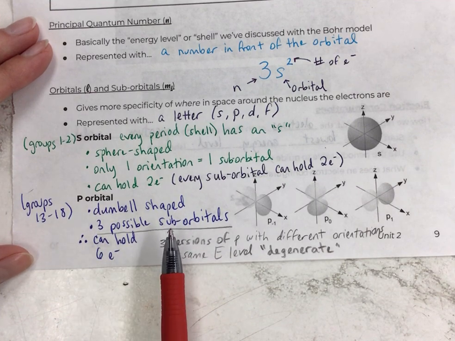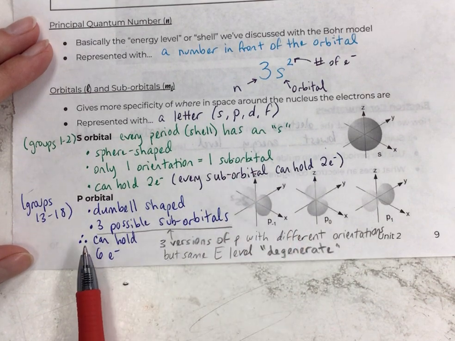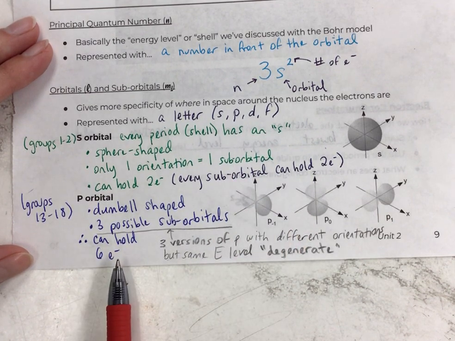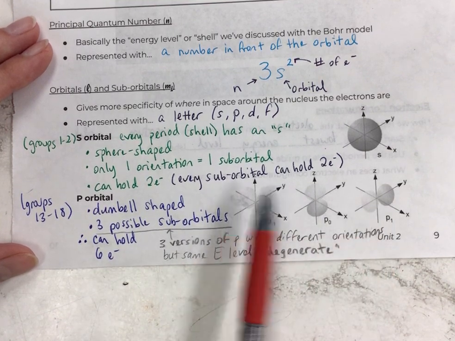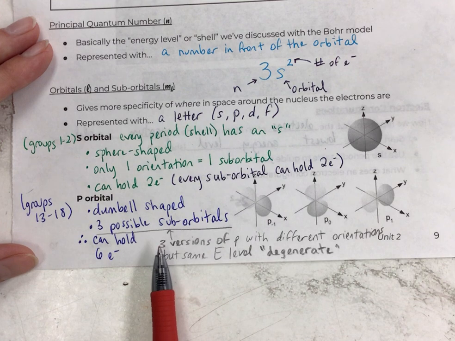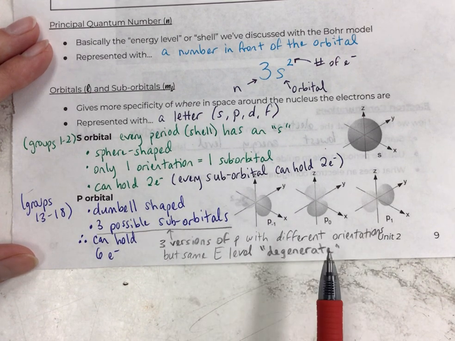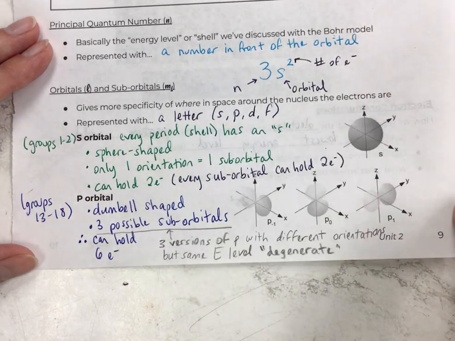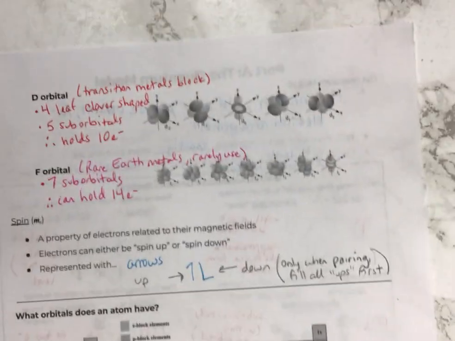There are 3 possible suborbitals, which means that if each suborbital holds 2 electrons, then we can hold a total of 6 electrons in each p orbital. And this is a note on why we have only these 3 pictures of those suborbitals. There are 3 versions of p with different orientations but the same energy level; they're degenerate. All right, good. Next up is the d orbital.